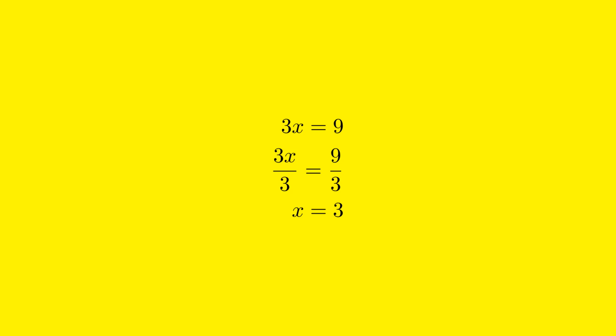Therefore, after performing these divisions, the left side is now x and the right side is 3. So the equation simplifies to x equals 3. This is the final step, and we have successfully solved for x. The solution to the equation 3 times x plus 2 equals 11 is x equals 3.